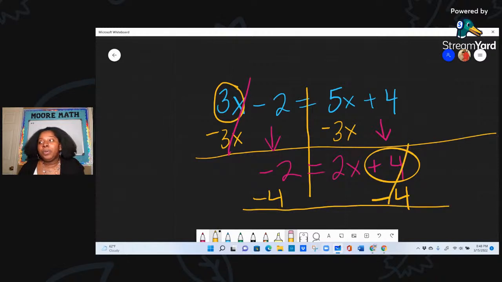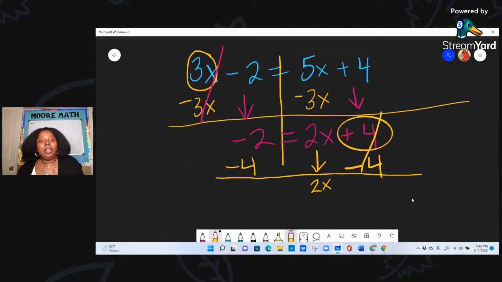Plus 4 and minus 4 cancel out because they equal 0. 2x, we haven't done anything to it. And negative 2 minus 4, or negative 2 plus negative 4, is negative 6. And finally, we divide by 2.